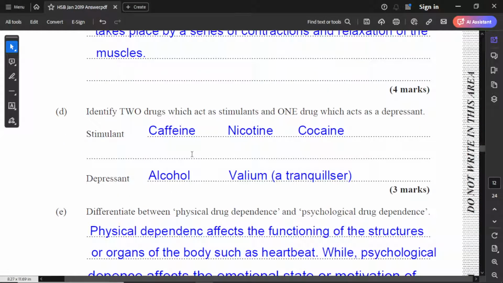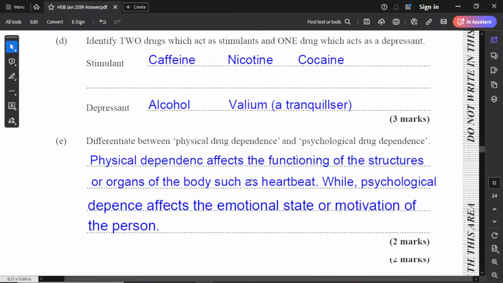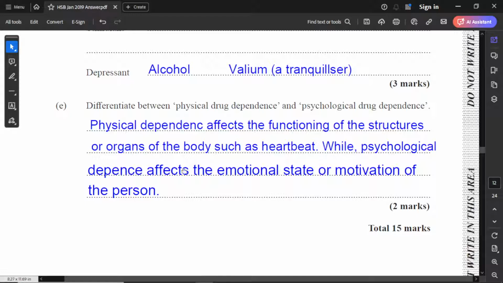All right, so part D is identify 2 drugs which act as stimulants and 1 drug which acts as a depressant. And I cannot give you more than 1 here. Stimulants could be things like caffeine, nicotine, and cocaine. Those are things that keep you alert. And of course, depressants will slow down your movement and actions. We have alcohol right here, and we have tranquilizers. An example here is Valium.